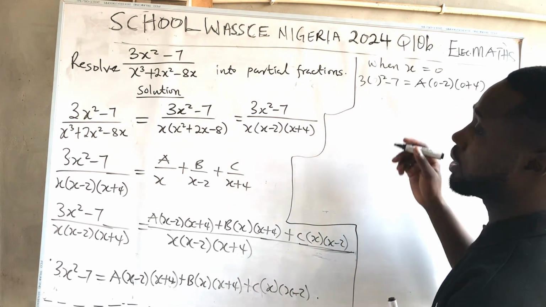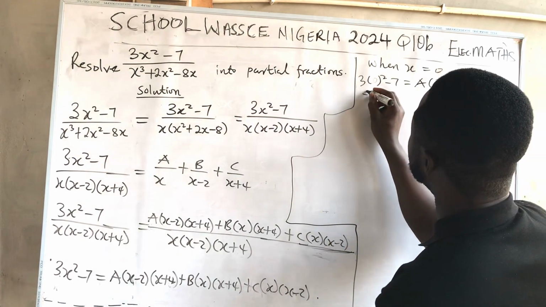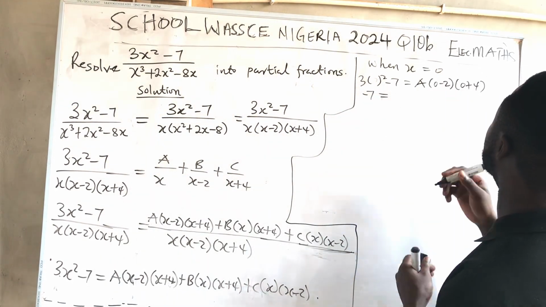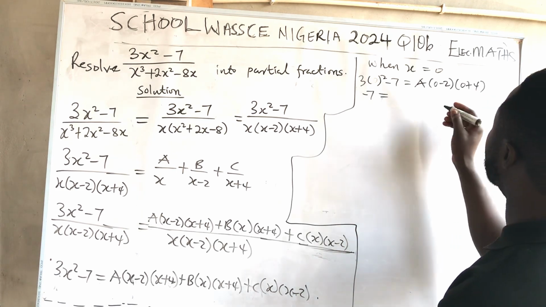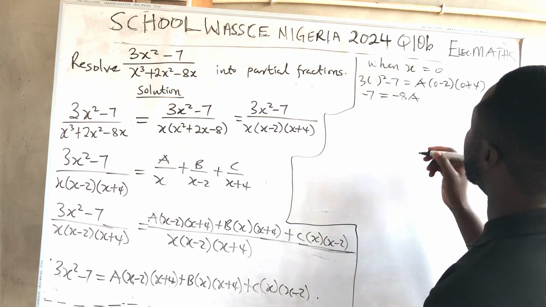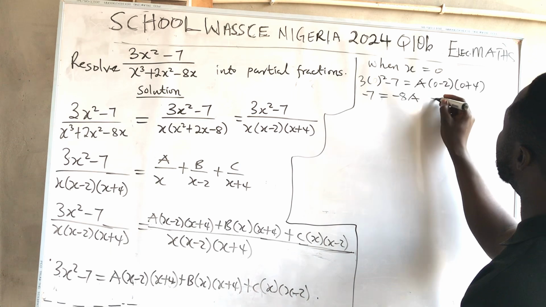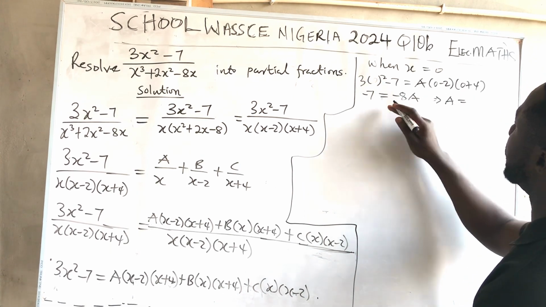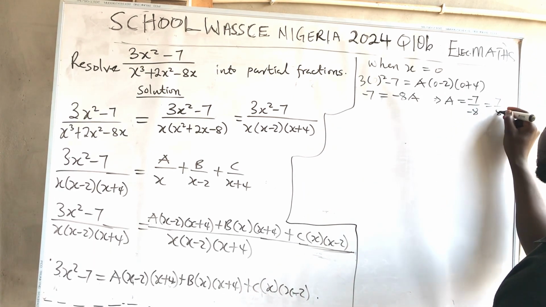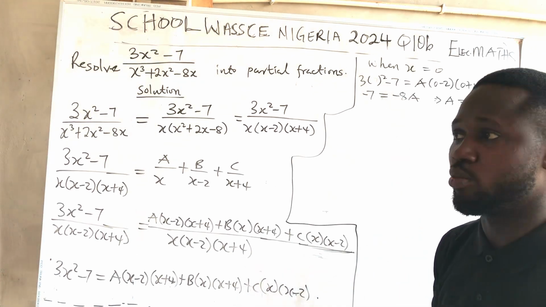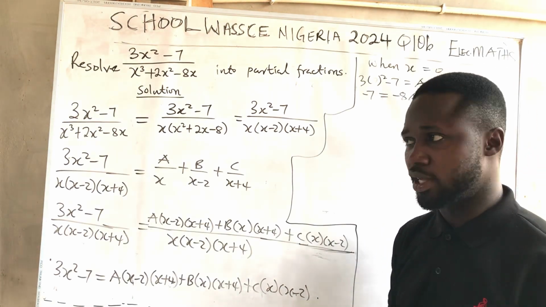So 3 times 0 squared will give me 0. So negative 7 will be equal to negative 2 times 4, which gives negative 8. So I have negative 8a. And then my a is going to be negative 7 over negative 8, and that will give me 7 over 8. So my a is 7 over 8.